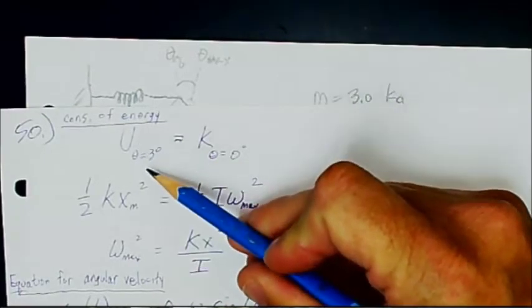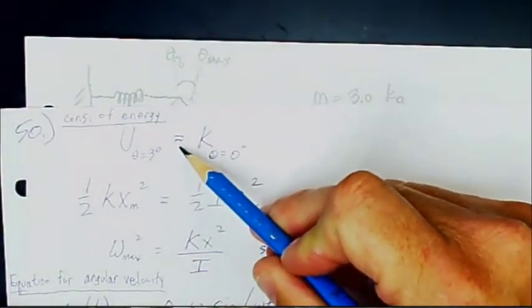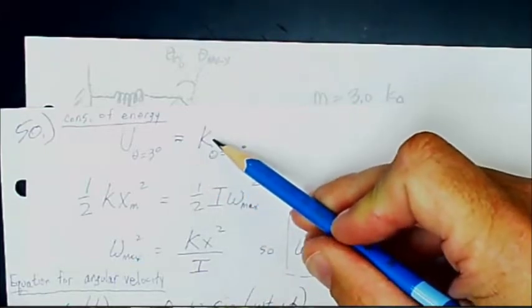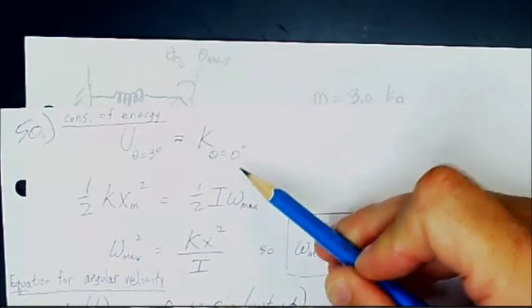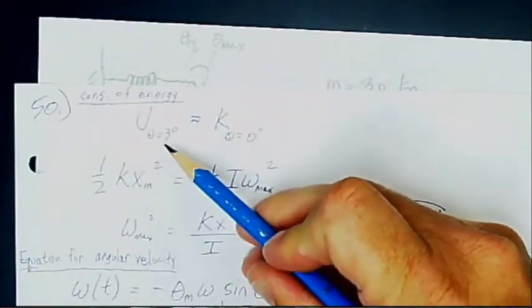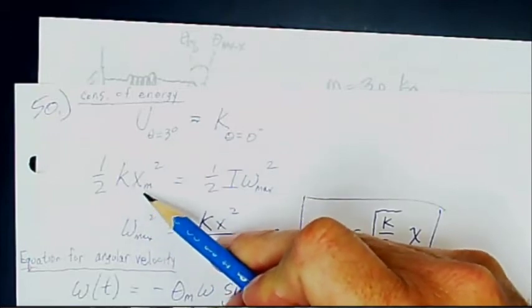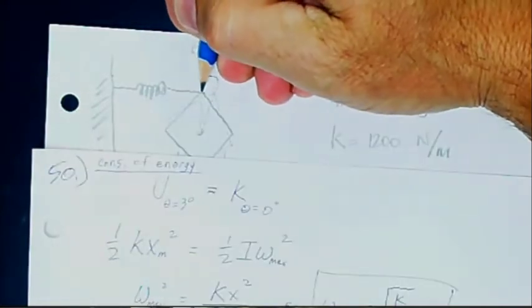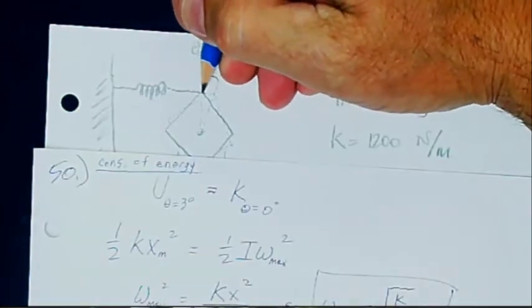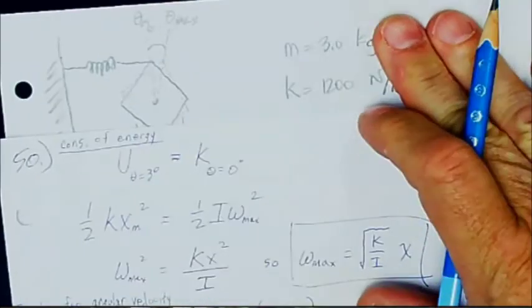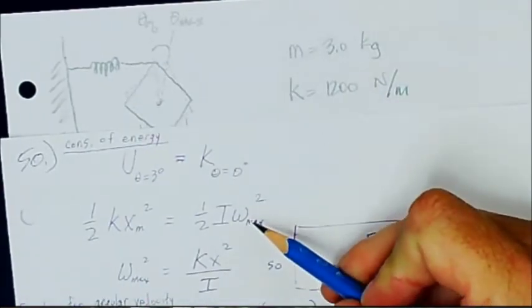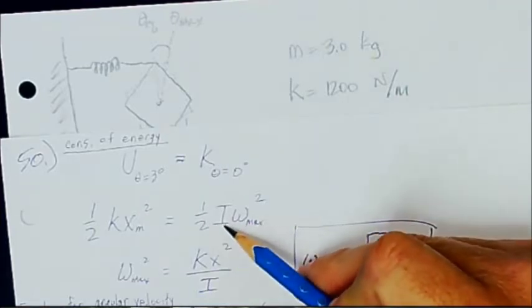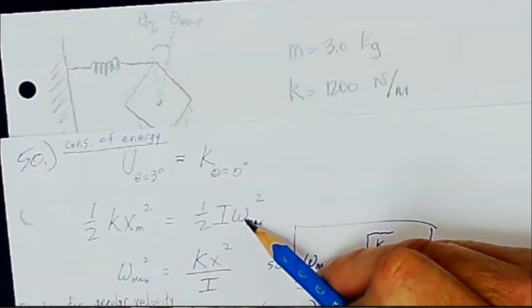So that's what I'm saying here, that the potential energy stored in the spring when the displacement is 3 degrees is the same as the rotational kinetic energy of the cube when the angular displacement is 0 degrees. Now the energy in a spring is 1/2 k x squared, and that x value is this short distance right in here that the spring gets stretched. So that's what this x max is. And then we know kinetic energy of a rotating object is 1/2 I omega squared, where this omega is the angular speed of the rotating cube.